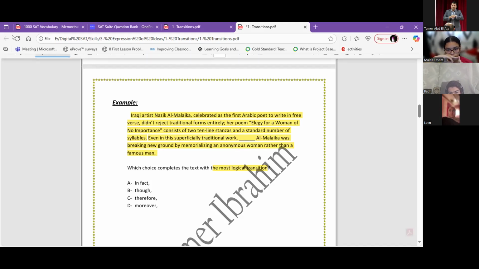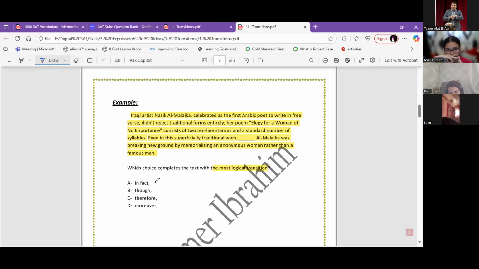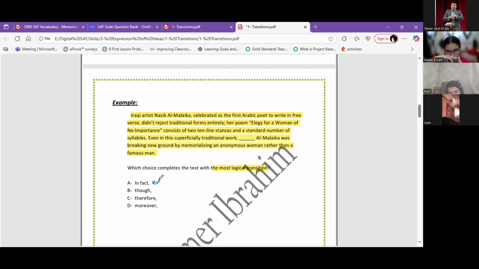In fact, emphasizing. We didn't take this the first time to see it. Though, contradiction. Therefore, cause and effect. Moreover, addition. So now, let's find the sentence before and the sentence after to know the relation. It's emphasizing, contradiction, cause and effect, and addition.